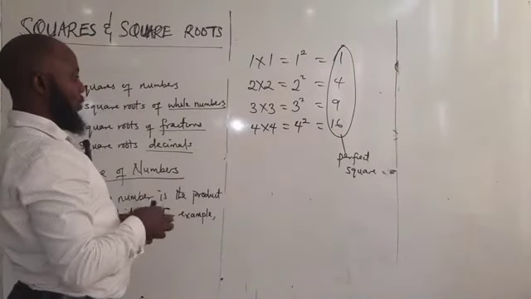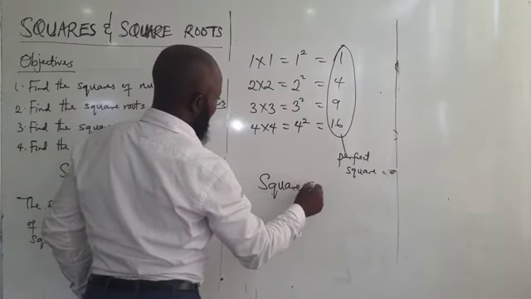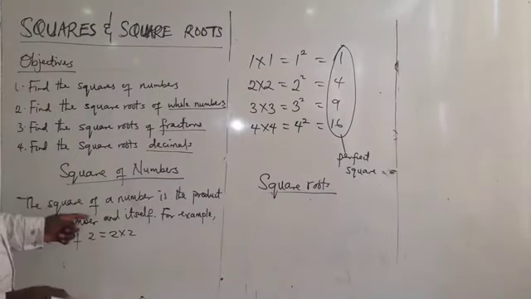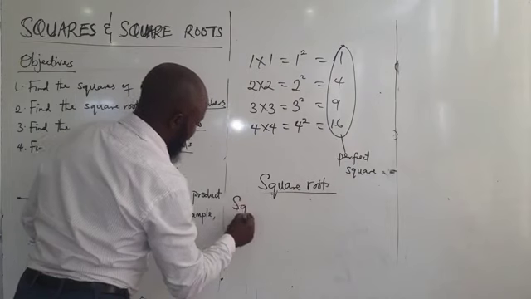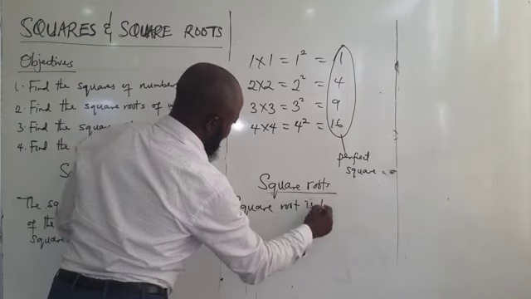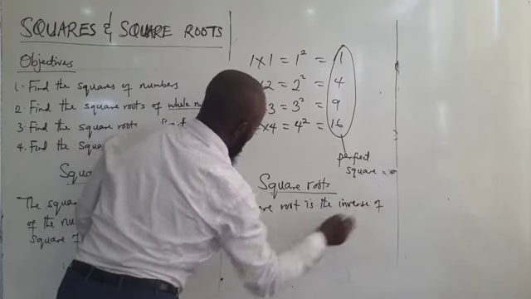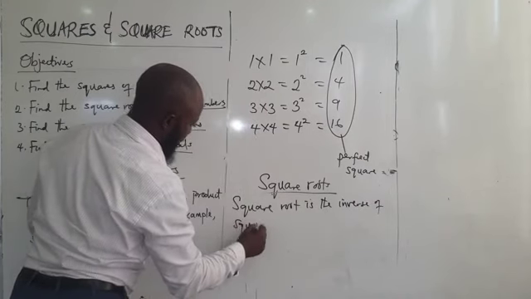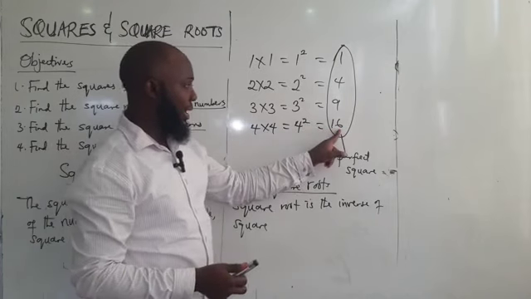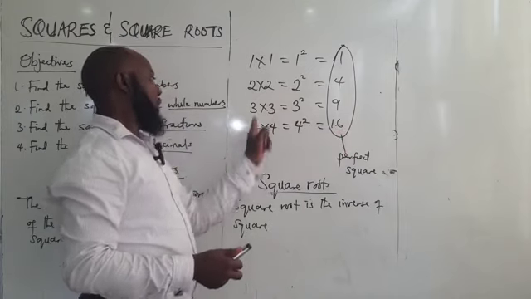So that will lead us to square roots of numbers. Square root is just the opposite of square. Square root is the inverse of square. So the answer we are getting in the square of a number will be the opposite. The square root of this one will be this one, 4.